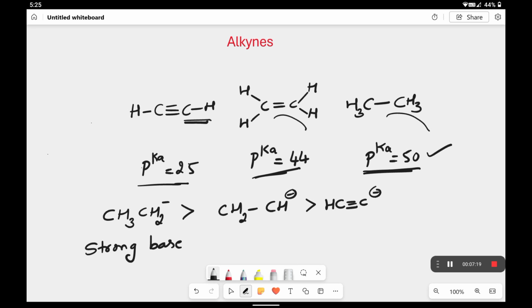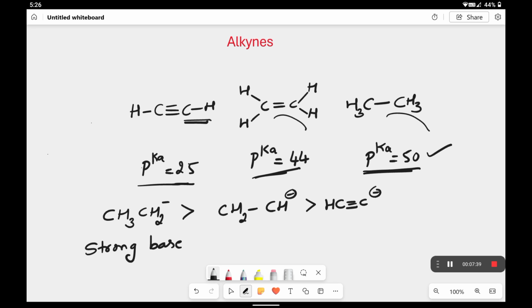But what about this acetylenic hydrogen? Since it is acidic in nature, the pKa value is very low. By using a strong base, it is easy to remove the acetylenic hydrogen. That is the importance of this. So what happens after the removal of the proton?